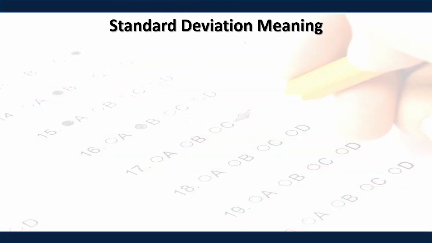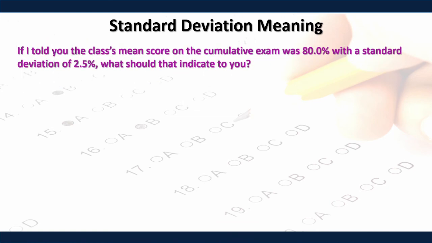Let's quickly try one more example because this idea of standard deviation is really important. What if I told you that we hypothetically had a cumulative exam at the end of the semester, by the way, which we don't, and I told you that the mean score on this exam was 80% with a standard deviation of 2.5%? What should that automatically tell you if you knew the scores on the exam were normally distributed or looked like a bell curve?